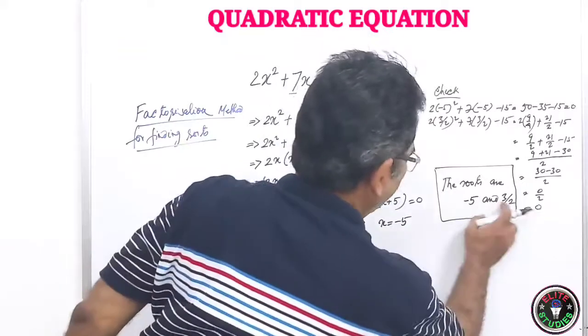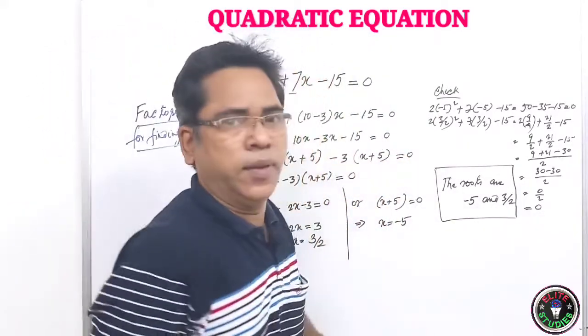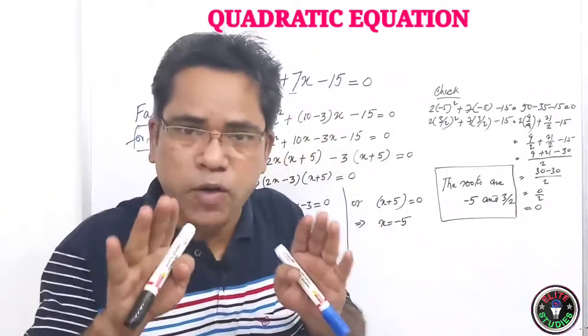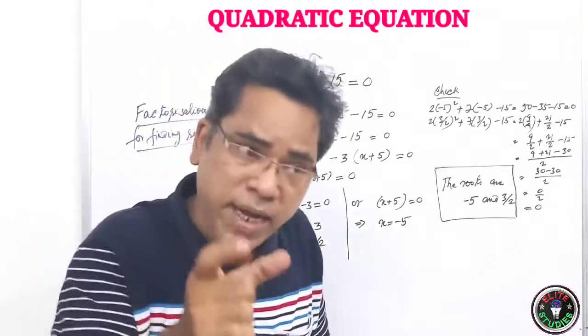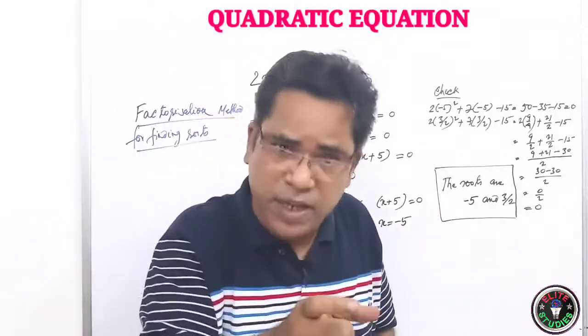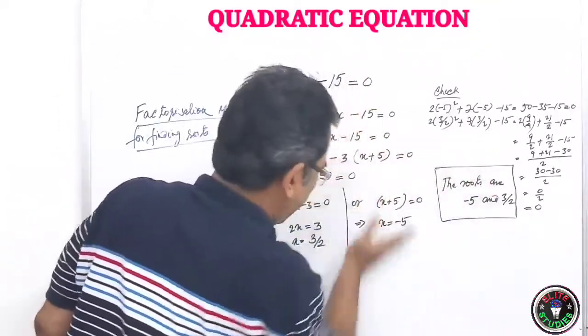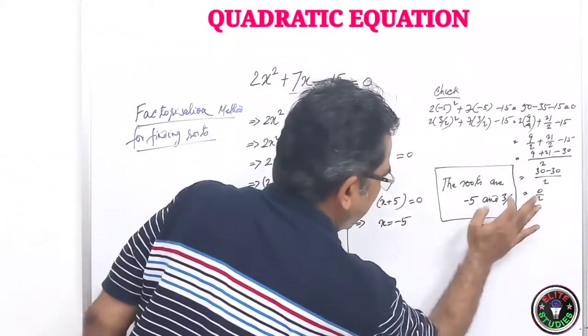So therefore, these two are the roots of this quadratic equation. The very purpose of solving a given quadratic equation means to find the roots, means to find the value of the variable for which the equation will be satisfied. So in this question, by the help of the factorization method, we found the roots as minus 5 and 3 by 2.